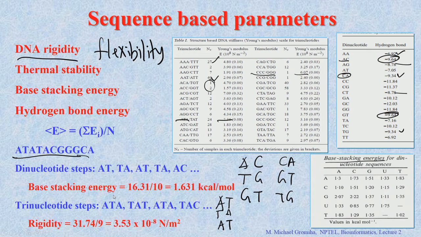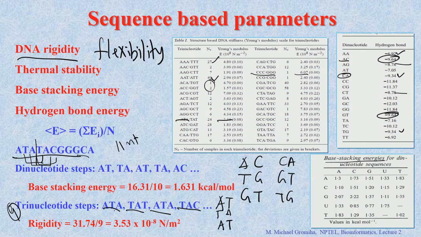What are the different overlapping segments? If we take the trinucleotides, ATA, and from here TAT, and from here ATA, and here TAC, and so on. In total, how many nucleotides are here? 1, 2, 3, 4, 5, 6, 7, 8, 9, 10, 11 nucleotides. So how many possibilities will you have? 9. So 9 trinucleotide steps, and then take the values from this table.